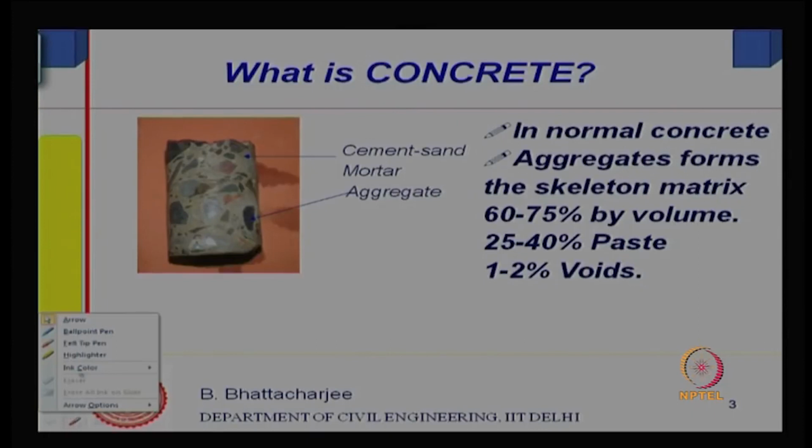The aggregates in normal concrete form the skeleton matrix. It is about 60 to 65% by volume, and the rest, about 25%, is the paste. Now, paste means cement and water combined into a paste. So, when we talk of aggregate, it is the large aggregation of stones, sand, etc., put together. 1 to 2% voids are usually there in normal concrete.